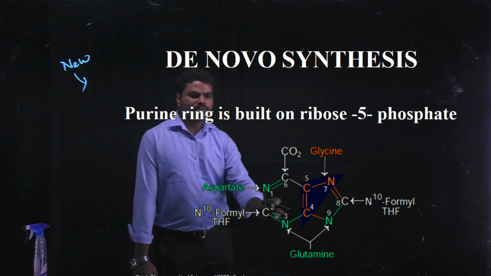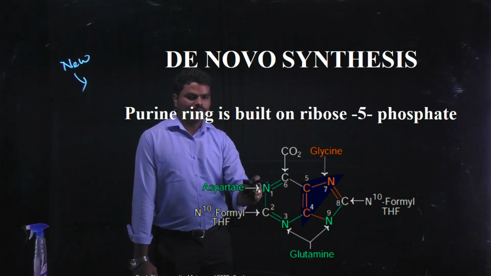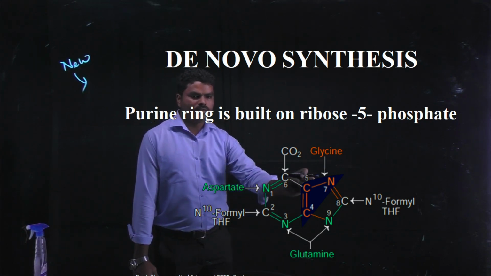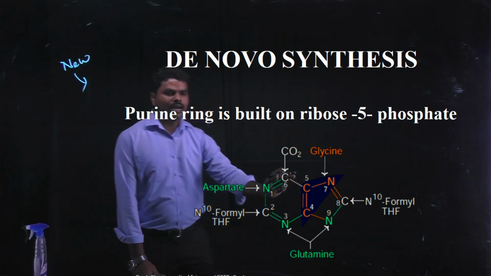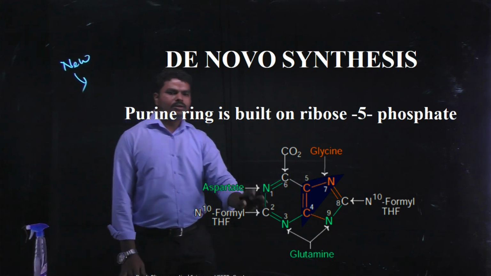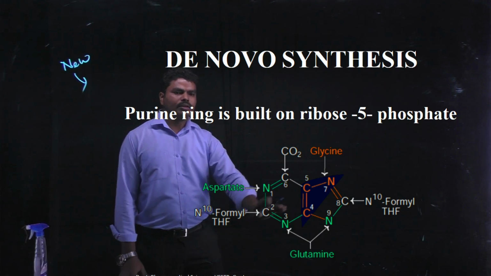When you number these rings, starting from 1, 2, 3, 4, 5, 6, 7, 8, 9. So there are 9 atoms present in this purine ring. So each and every atom is donated or contributed by a particular moiety.